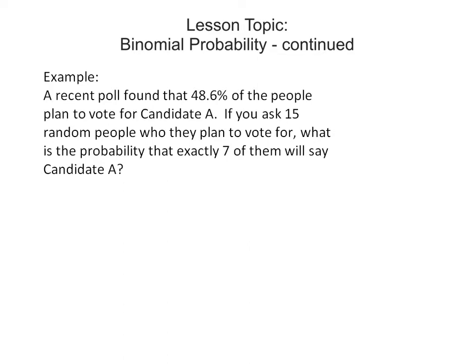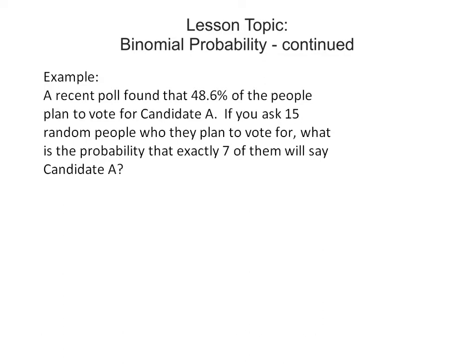Okay, so this example says, a recent poll found that 48.6% of the people plan to vote for candidate A. If you ask 15 random people from the survey who they plan to vote for, what is the probability that exactly 7 of them will say candidate A? So again, this is a binomial situation because you either are a person who voted for candidate A or you are not. So there's one or the other. That makes it binomial, and they are mutually exclusive.